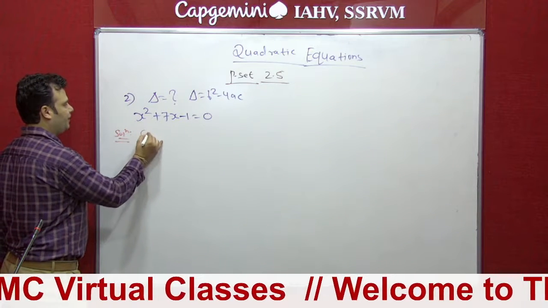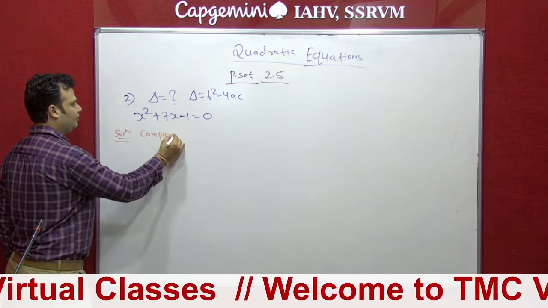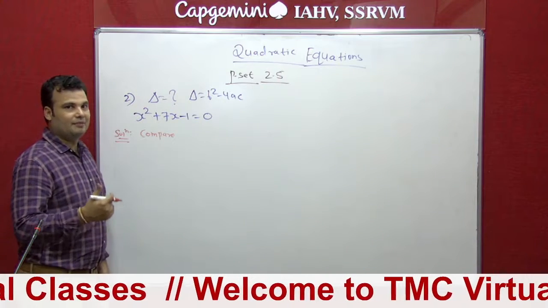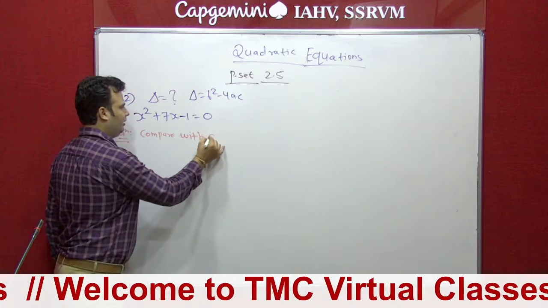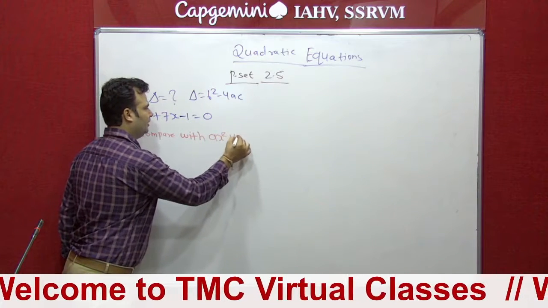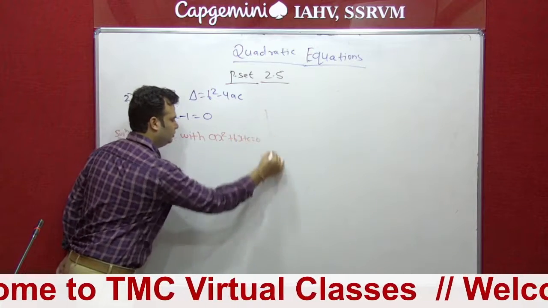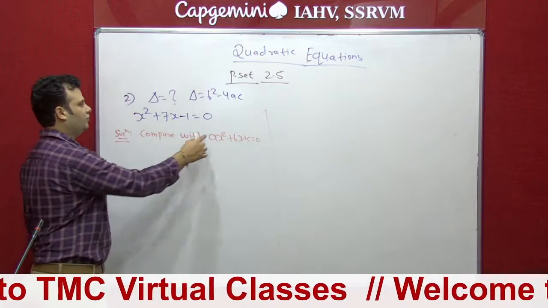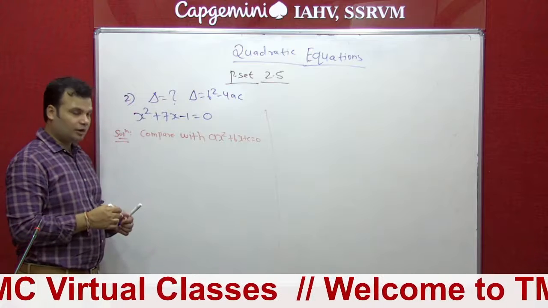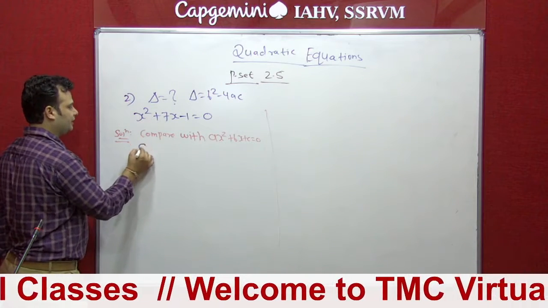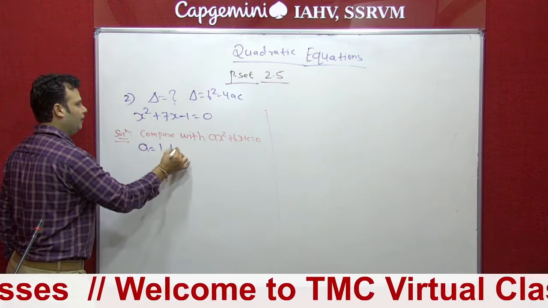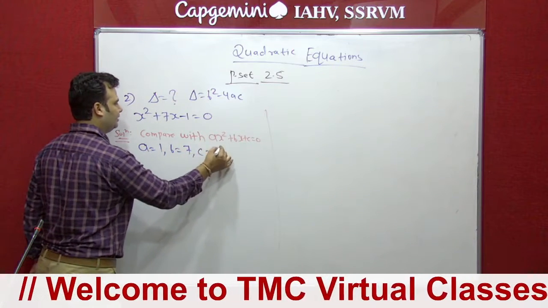So we can compare with ax square plus bx plus c equal to 0, because we require a, b, c. So what is the value of a, student? Yes, correct. A is 1, b is 7, and c is minus 1.